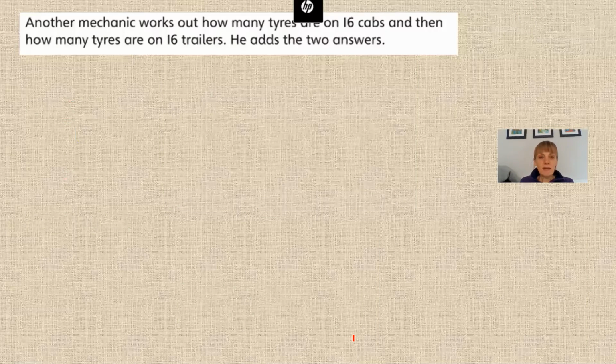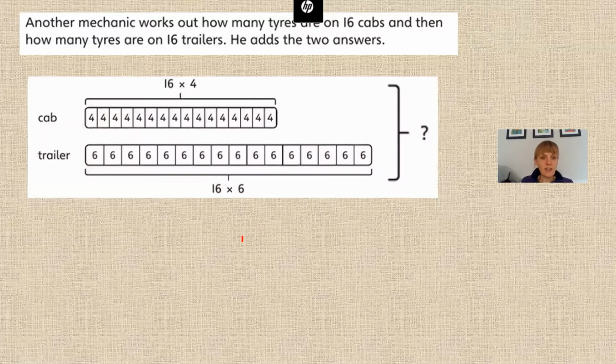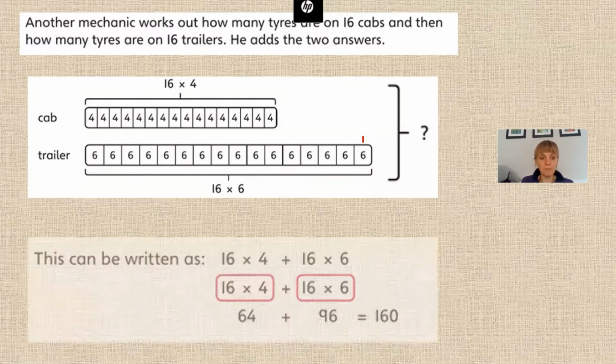This is another mechanic, and she is working out how many tyres are on 16 cabs and then how many tyres are on the 16 trailers. So basically he's done the same amount, but he's working it out in a slightly different way. He thought, right, I'm going to work out how many tyres there are on the cabs first, then I'm going to work out how many tyres there are on the trailer, and then in the end I'm going to add them together, which will get us the same answer. It's just a different way of looking at the sum.